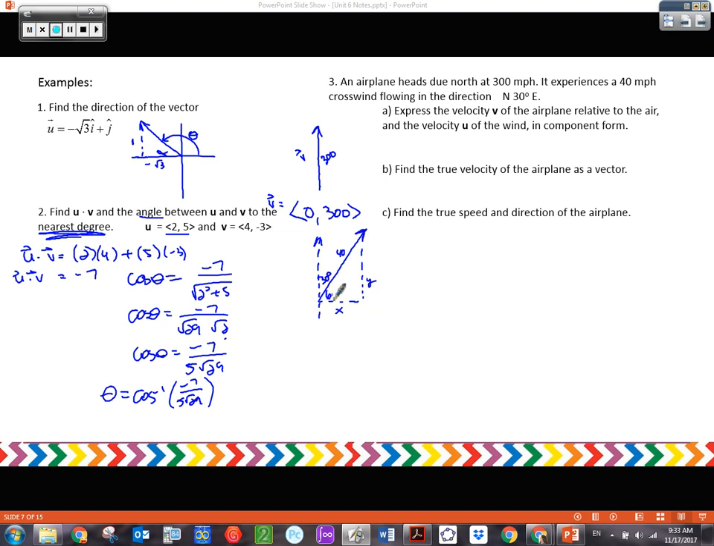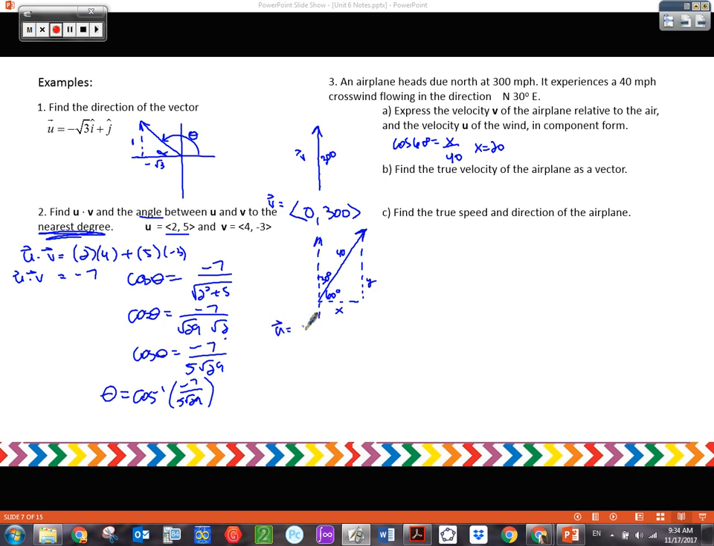30 degrees, that's 60 degrees, right? Because that would make 90. So we would say cosine of 60 degrees equals x over 40. Now that happens to be a unit circle value. They usually aren't, but since it is, let's just play with it. So cosine of 60 degrees is a half, and a half times 40 is 20, right? So my horizontal component is 20.